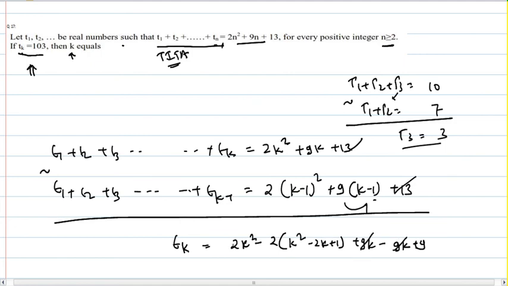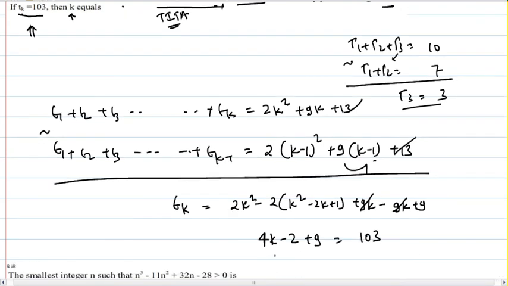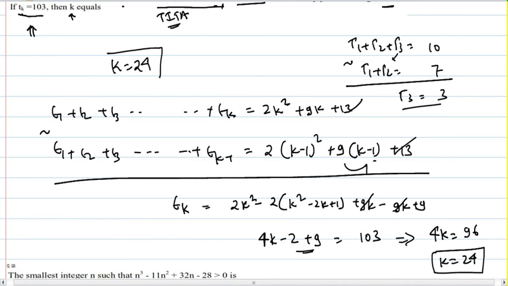What I have for you here is 2k square cancelled out. I have got 4k minus 2 plus 9, and that value is given to me as 103. So if I rearrange this, what I will have is 4k is equal to, this is plus 7, when 7 subtracted I will have 96, I will have k is equal to 24. The question was, what is k? I am getting k as 24.